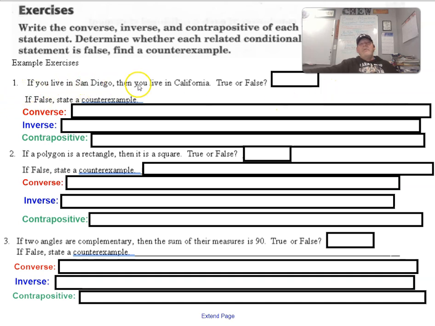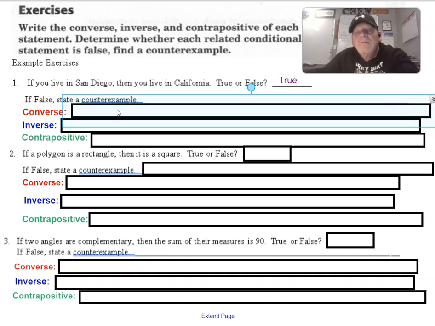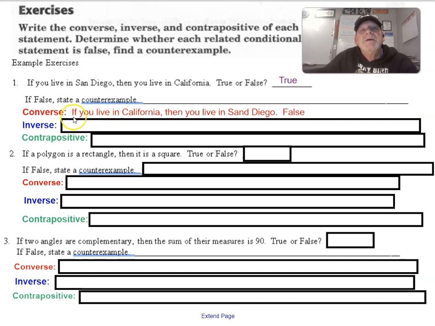Then you would be able to follow along. If you live in San Diego, then you live in California. Is that true or is that false? That is a true statement. It says, if false, state a counterexample. Well, there's no need to state a counterexample because it's not false. What would the converse be of this? Remember what we're doing with the converse now. You're flipping them. So you flip the hypothesis and the conclusion. So you say, if you live in California, then you live in San Diego. That's false, because you could live in Sacramento, right? Doesn't mean you have to live in San Diego.